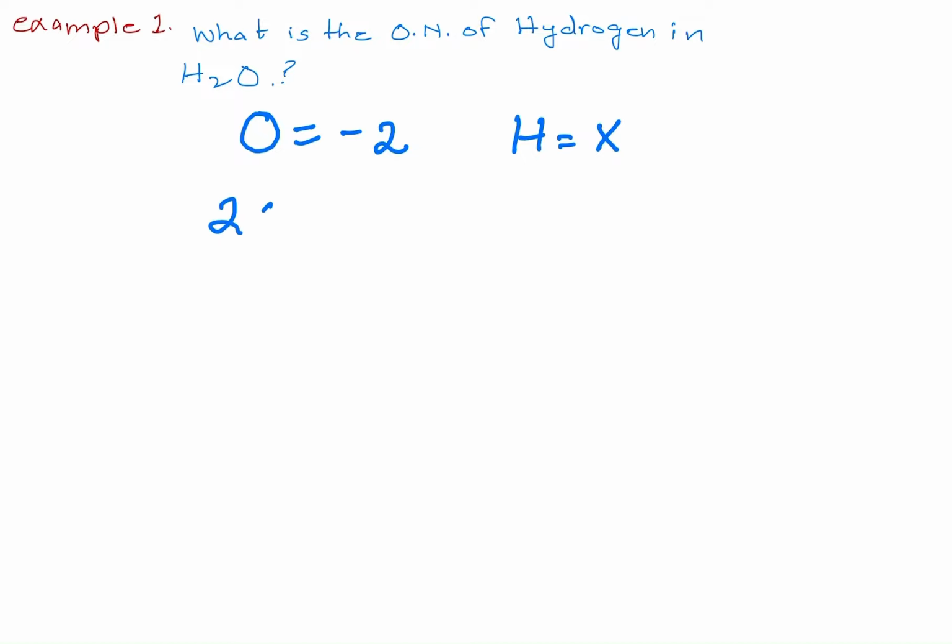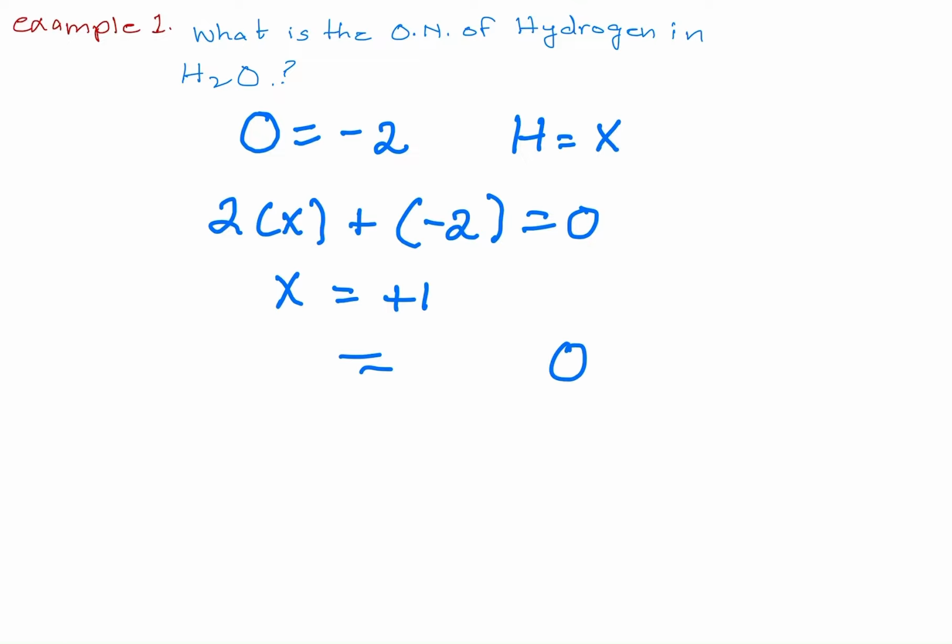So 2x, why 2? Because there are 2 hydrogens, x for the unknown oxidation number, plus we can put minus 2 in the bracket, equals 0. Overall, a compound will have a 0 charge over it. So water has no charge over it, therefore we will always write 0 over there. Finally, x equals plus 1. So hydrogen has an oxidation number of plus 1.